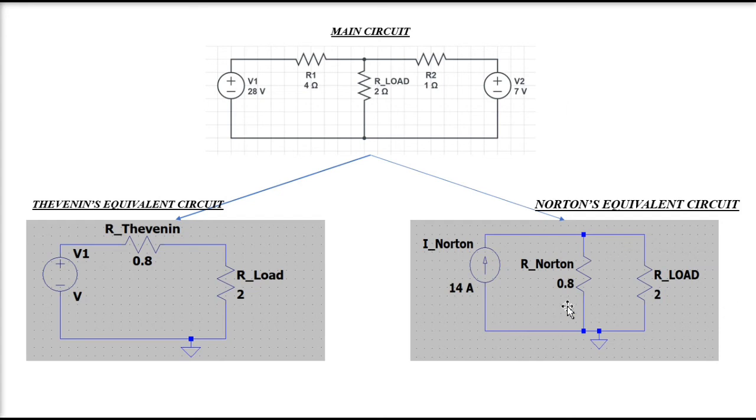So easily, if you know one process, if you can represent the main circuit as a Norton circuit or a Thevenin's equivalent circuit, then you can easily transform that circuit into the other one. So this is a very easy process to do.